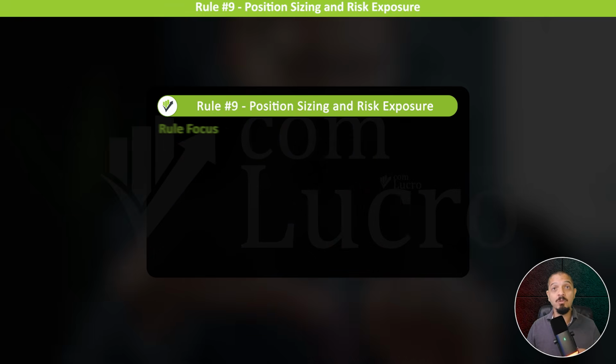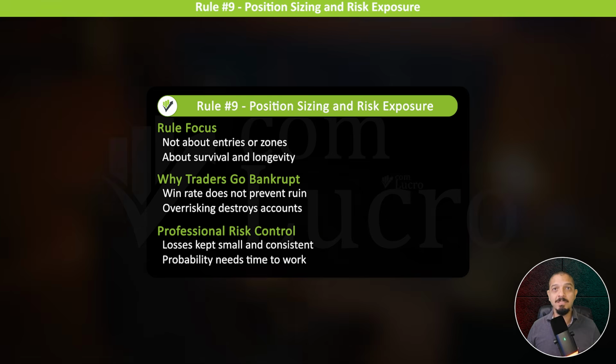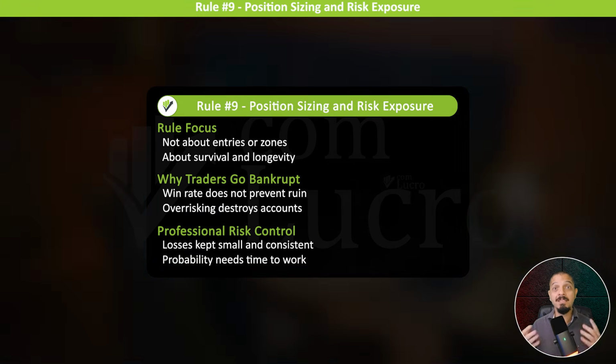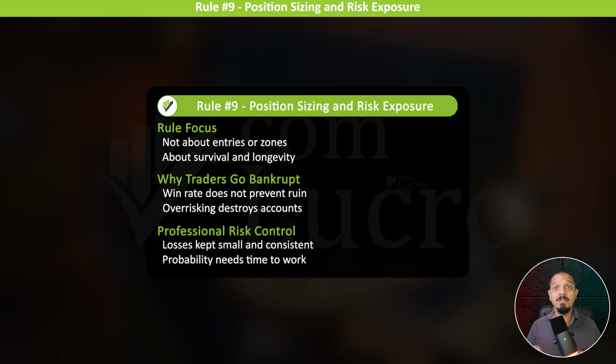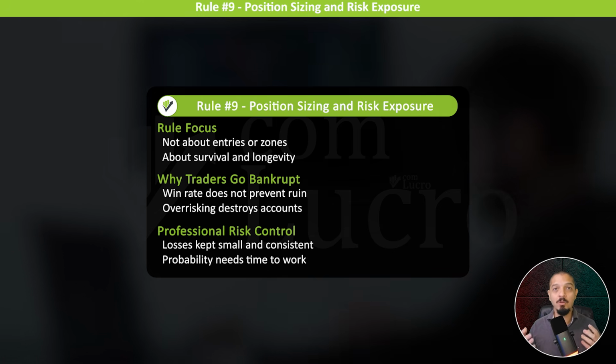Position sizing is critical because losing trades are unavoidable, even with a solid system. The difference between traders who fail and traders who last is not the strategy, but how much damage a losing streak can cause. When risk is kept small and consistent, no single trade can define your outcome. This is how professionals protect their capital and give probability time to work.